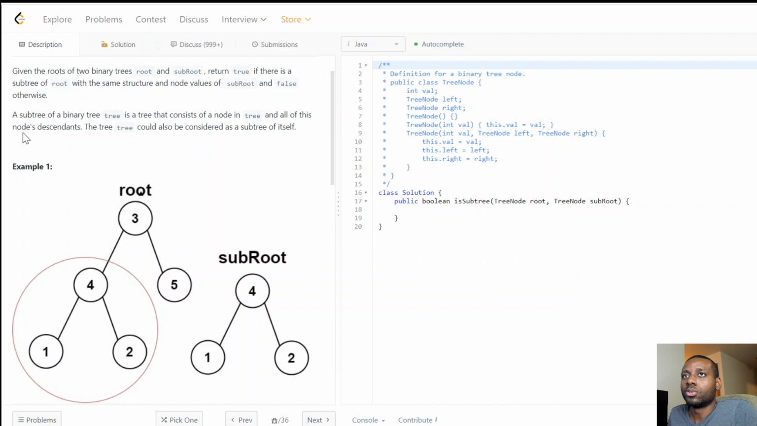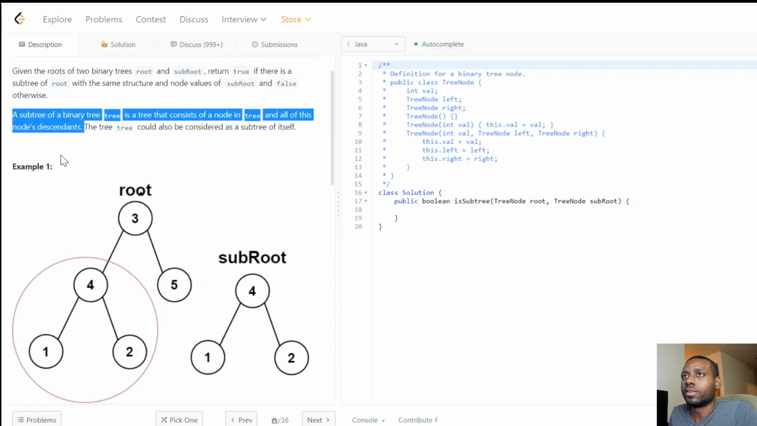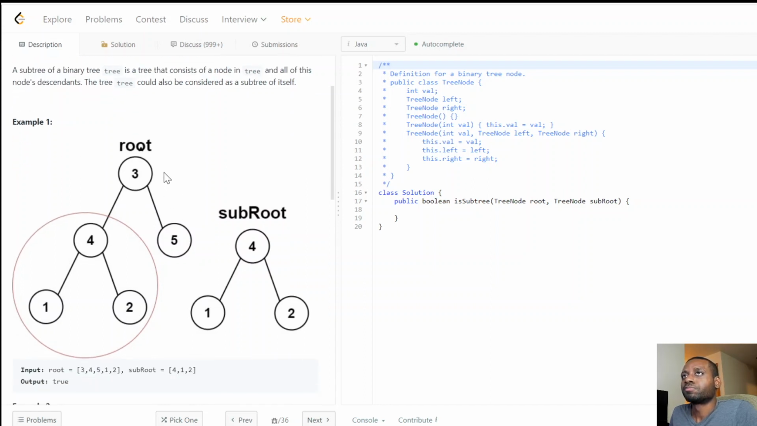And false otherwise. It says a subtree of a binary tree is a tree that consists of a node in the tree and all of its node's descendants. The tree could also be considered a subtree of itself. They give us a very good explanation of what a subtree is.